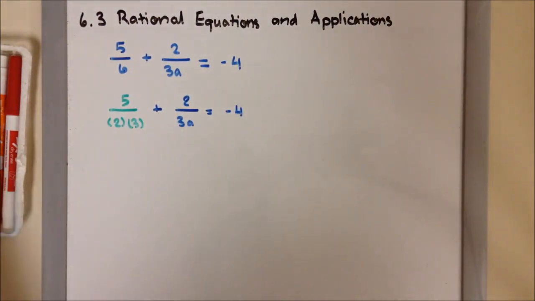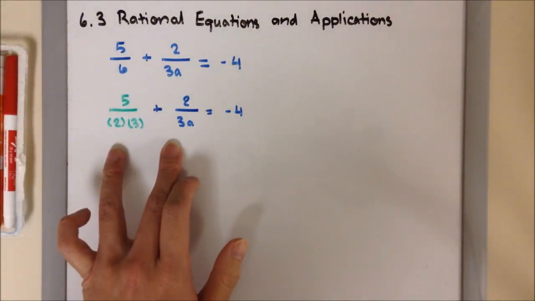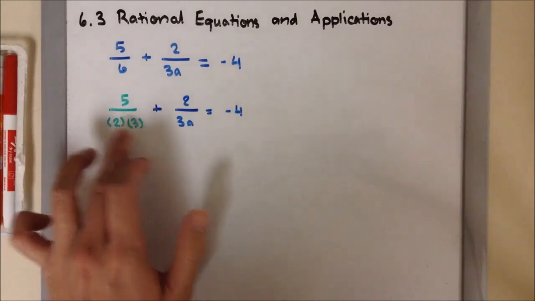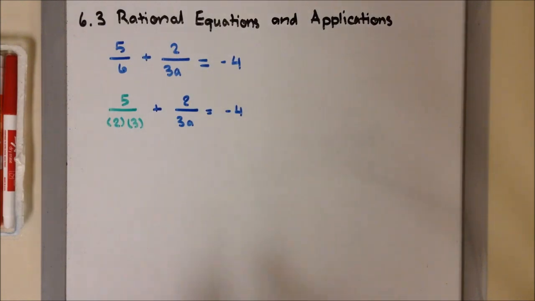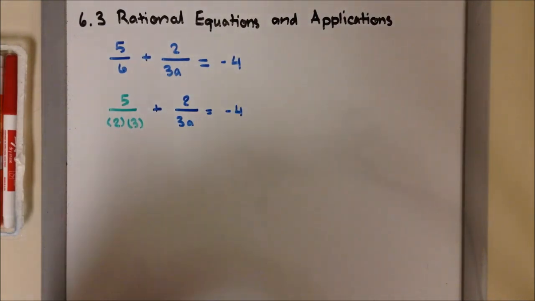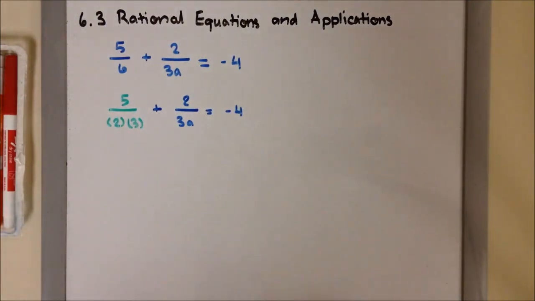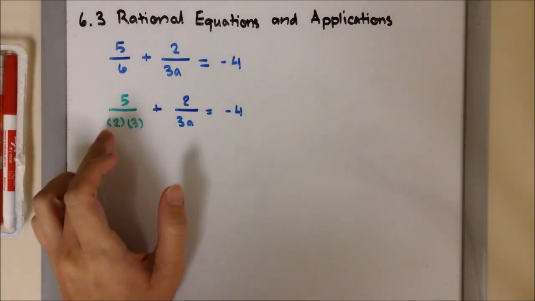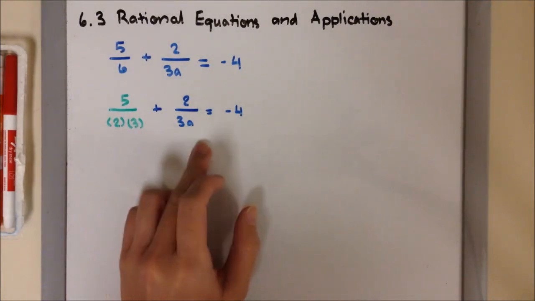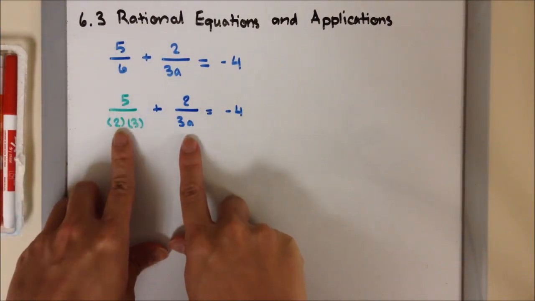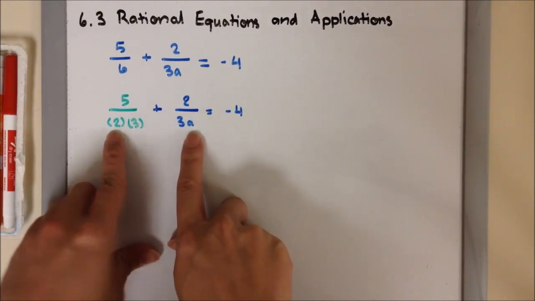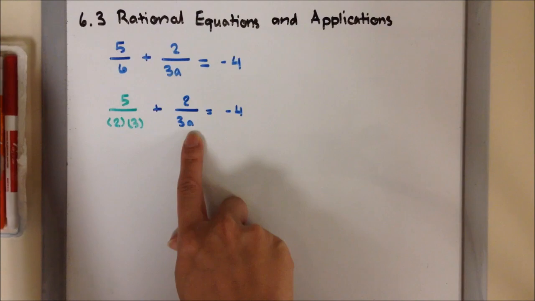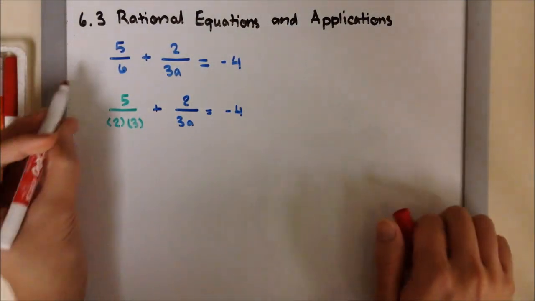Now, if you analyze our denominators closely, the first fraction has two factors, 2 and 3. The second fraction also has two factors, the 3 and the a. In order to get a common denominator, to combine these two fractions, they need to all have the common factors. So 2 and 3 on the first one, and 3 and a on the second one. Right now, both fractions have a 3 in them. The first fraction has a 2, but it's missing that a. So I'm going to multiply the numerator and denominator of the first fraction by a, because that's what's missing.